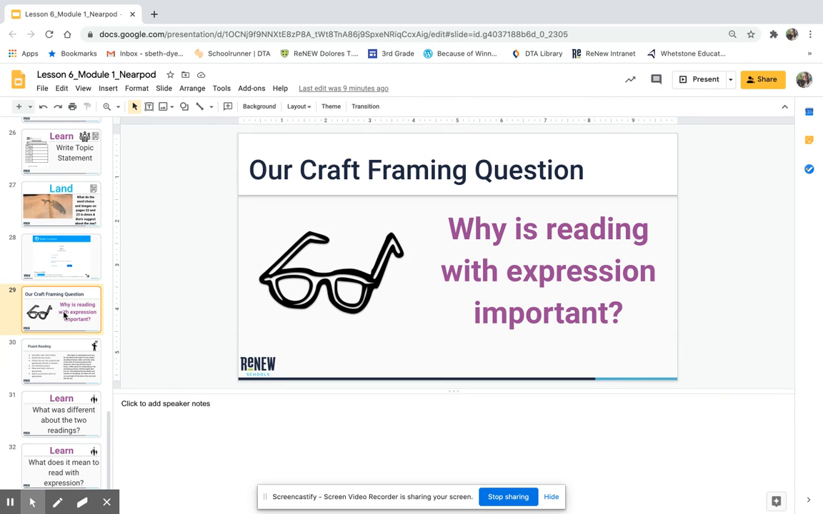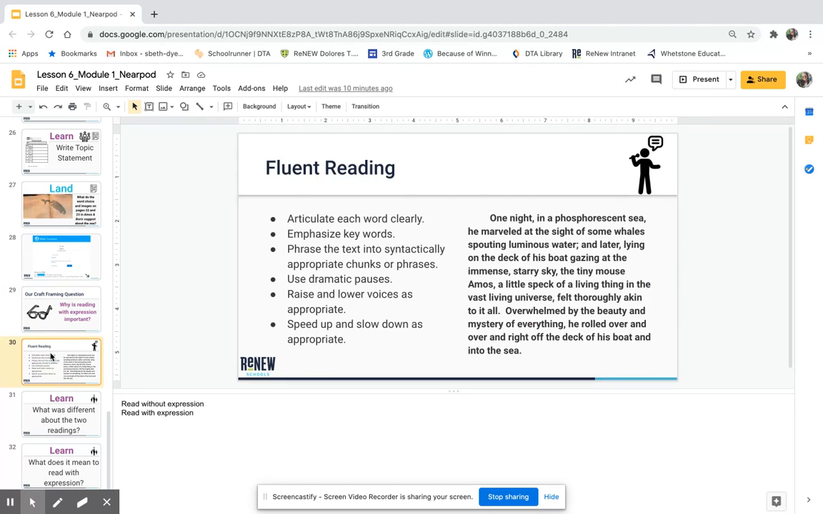Once you're finished with your land, I want you to practice this craft framing question. Why is reading with expression important? What you're going to do is fluently read this paragraph on page 9 with expression. So I'm going to model once without expression and then again with expression.